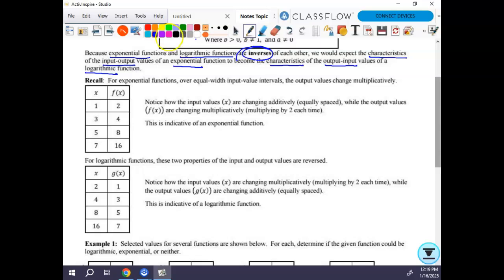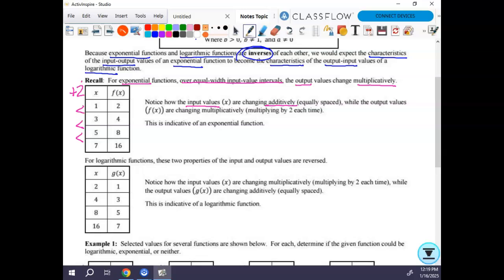So let's look at what that means for our tables of values when we're trying to determine what type of functions we have. This says recall. We're going back to what we talked about with exponentials. For exponential functions over equal width input value intervals, the output values change multiplicatively. Fancy word to say we're multiplying by a number, like it's doubling every time, or we multiply by 3 every time. It says, notice how the input values, which are x, are changing additively. So here, my input values, I would be adding 2 each time.